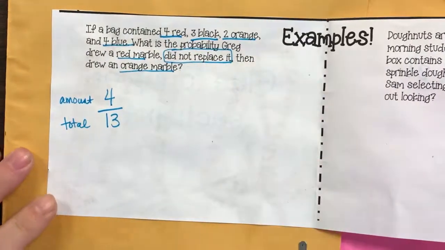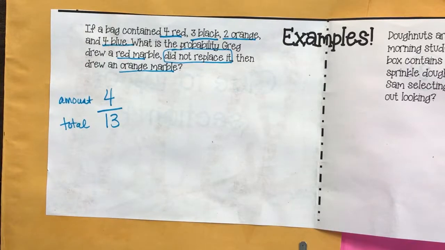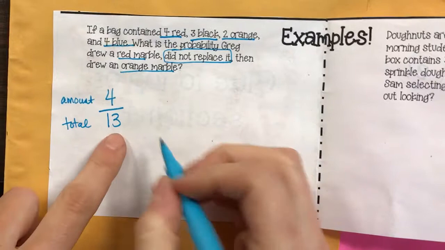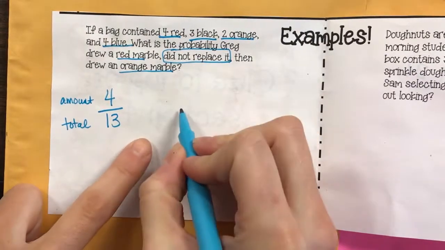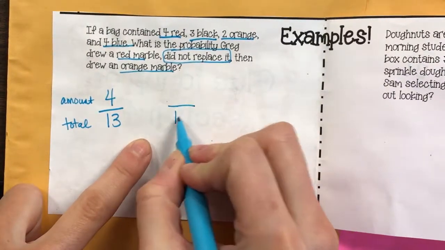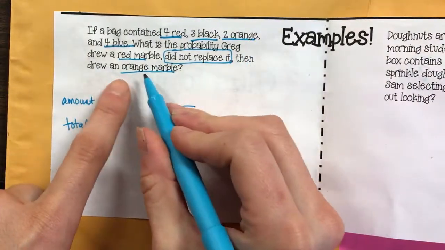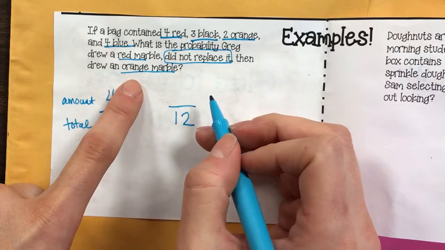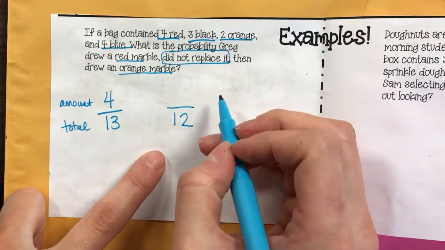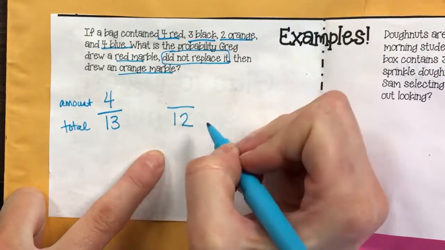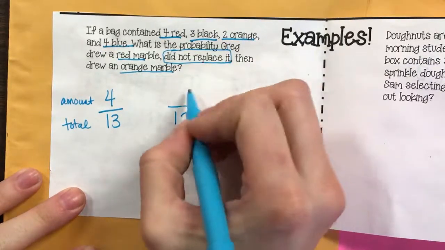So if he does not replace it back in the bag, how many total marbles do we have after that? 12. We should have 1 less than our total because he didn't put it back in the bag. So now we should have 12. And that was if he drew an orange marble next. So how many orange do we have? 2.